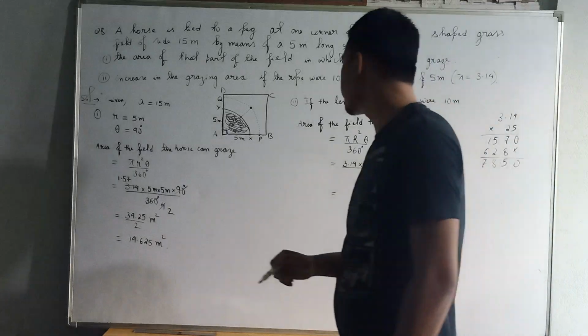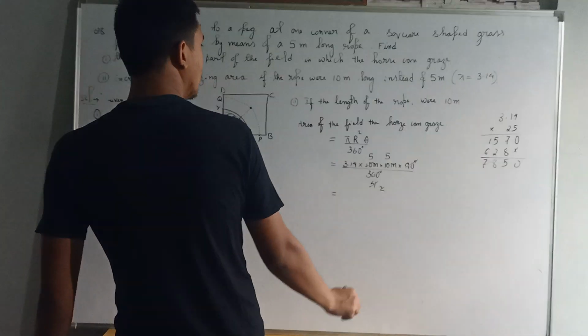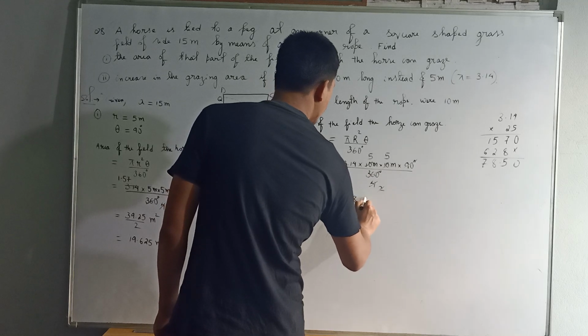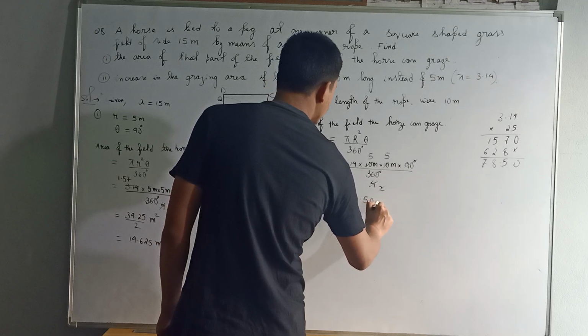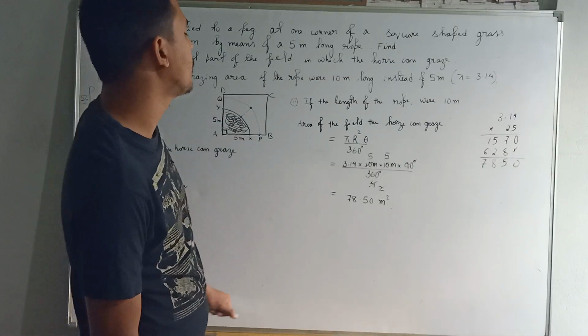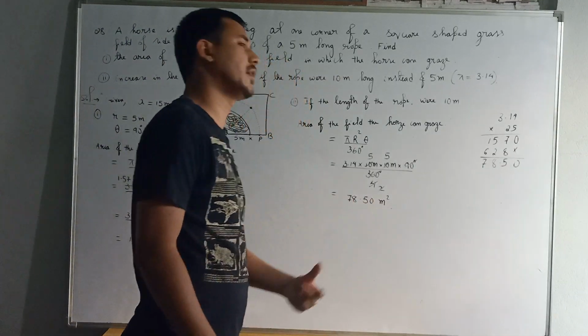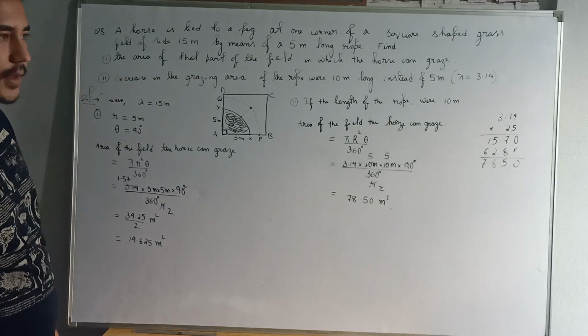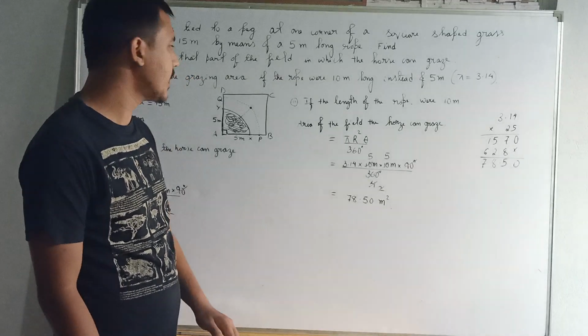So if the length of the rope is 10 meters, then the horse will be able to graze 78.50 square meters. Okay, the horse will be able to graze this much area of the field. So you need to find the increase in the area. So, the increase in the grazing area.